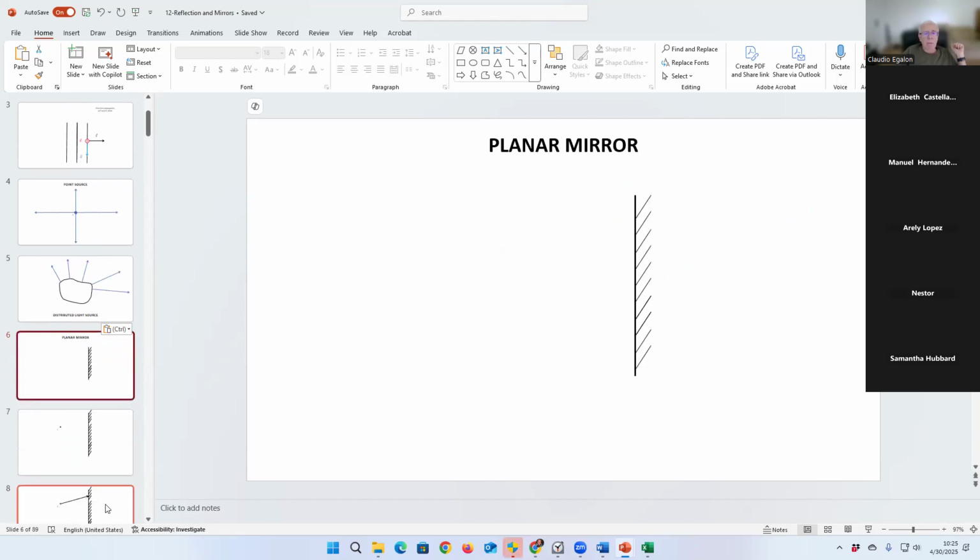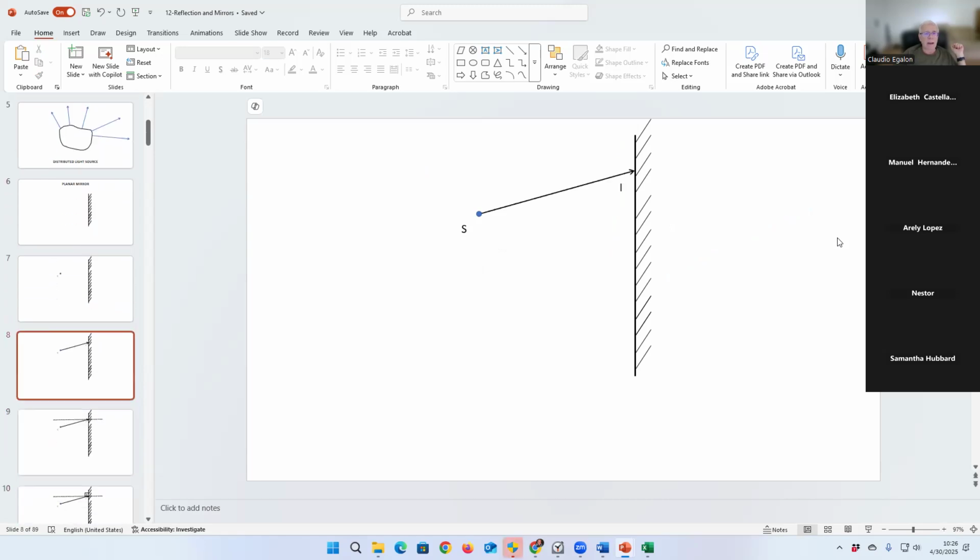And we're going to talk about mirrors. That's what we're going to talk about. Here we have a representation of a planar mirror. And here is my point source next to my planar mirror. A light ray that propagates from the point source to the mirror can be reflected by this surface.